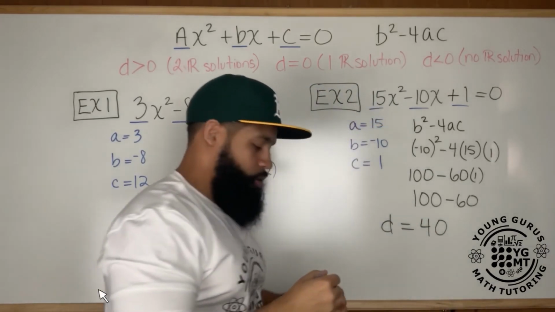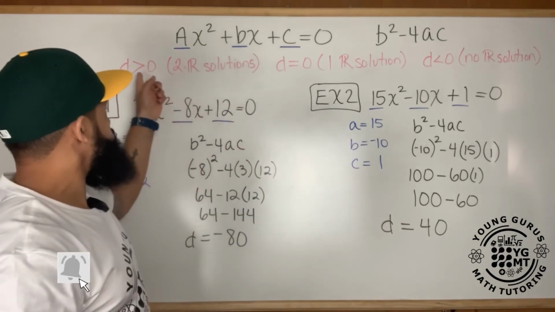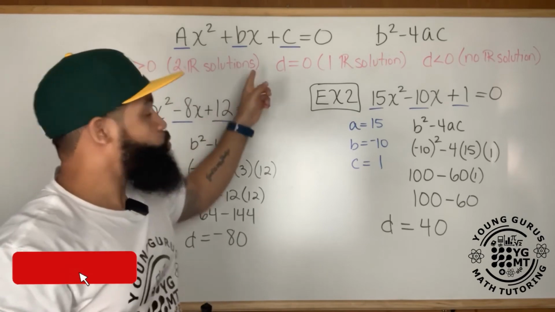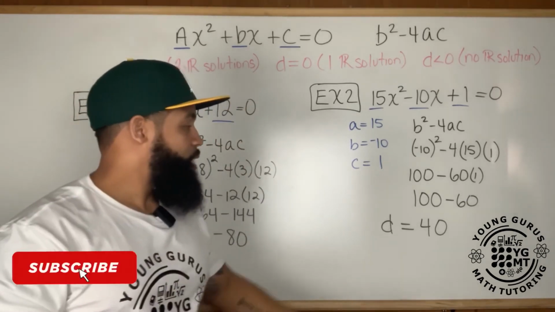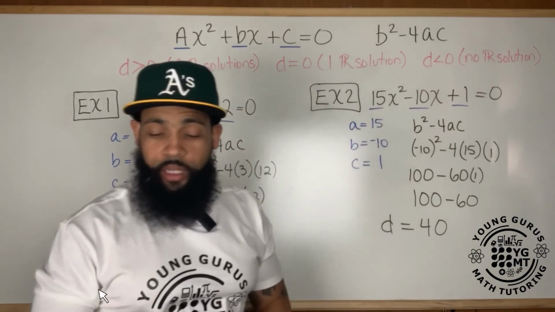Okay, so now since my discriminant is 40 in this case, as you can see up top, when D is greater than 0, then you have two real solutions. So that tells me that there are two real numbers that satisfy this quadratic equation.